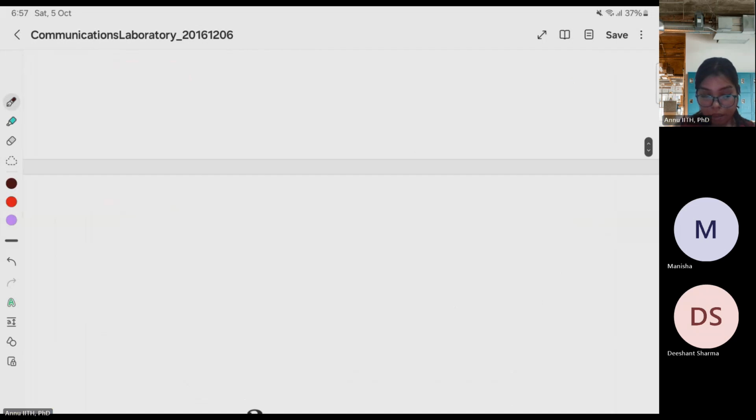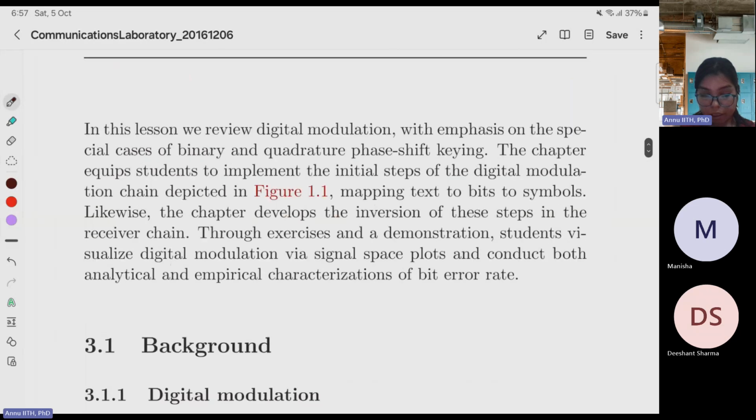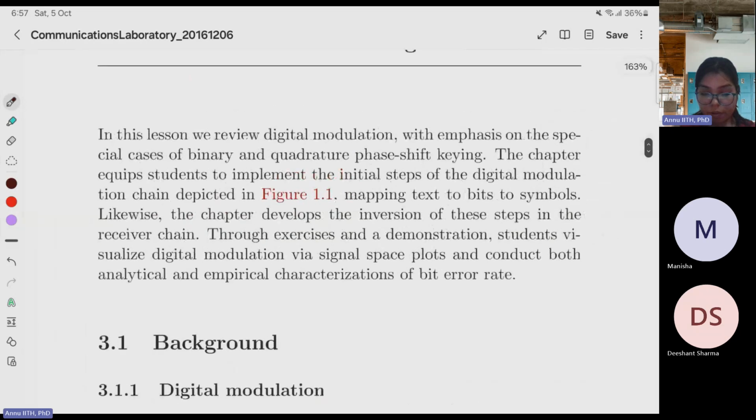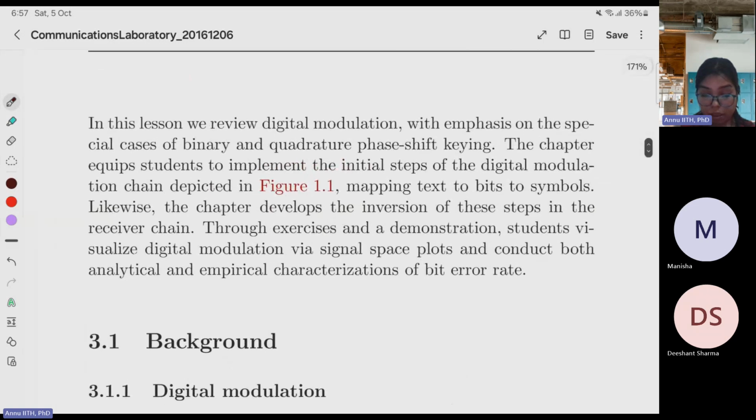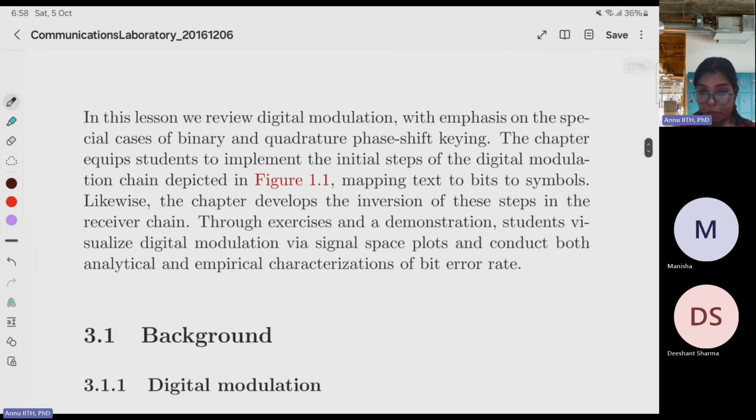Okay. Moving ahead to digital modulation. So in this lesson, we'll review digital modulation with emphasis on the special cases of binary and quadrature phase shift keying. So BPSK and QPSK will be the prime focus. The chapter equips students to implement the initial steps of the digital modulation chain depicted in figure 1.1, starting with the transmission chain, mapping text to bits to symbols. Likewise, the chapter also develops the inversion of these steps in the receiver chain.